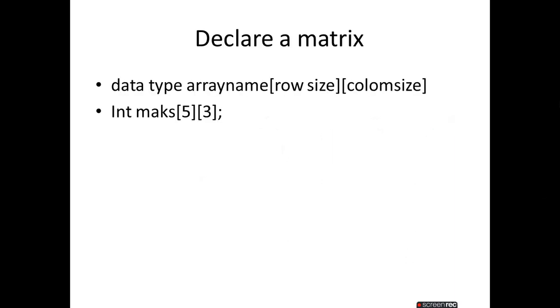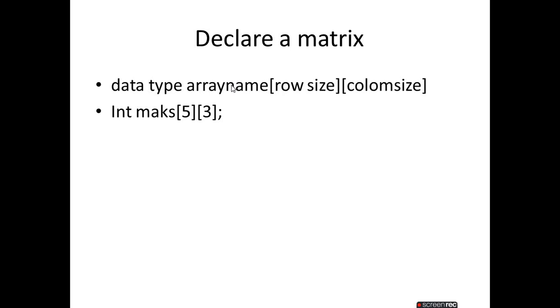How can I declare a matrix? First comes the data type. Which type of data? Integer, float, or something else? It is important first to declare the data type. Then what is the name? The array name, or you can say the matrix name.